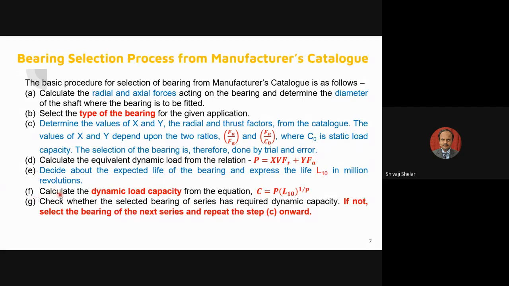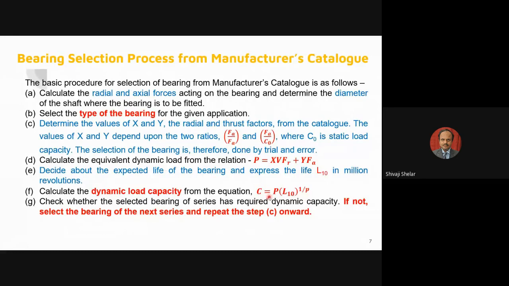Then step number F: based on this L10 and the X and Y values, you have calculated capital P in step D. So calculate the dynamic load capacity from the relation C = P into L10 raised to 1 by p. This is the calculated capacity. It needs to be checked against the table value of C for that bearing. So check whether the selected bearing of a particular series has the required dynamic capacity or not. The calculated value has to be lesser than the table value for that bearing.